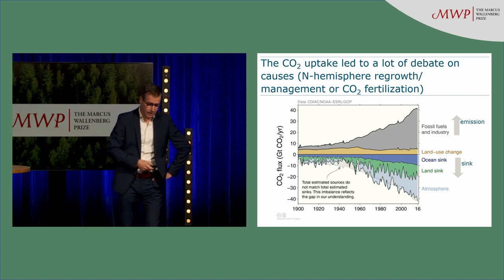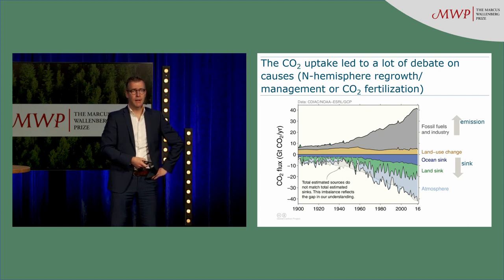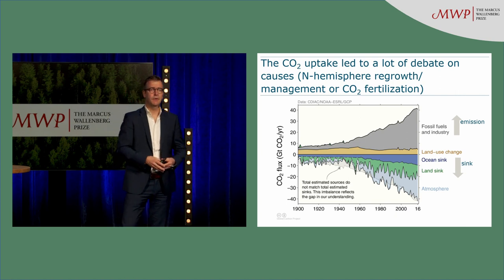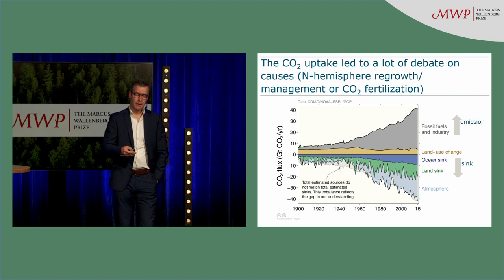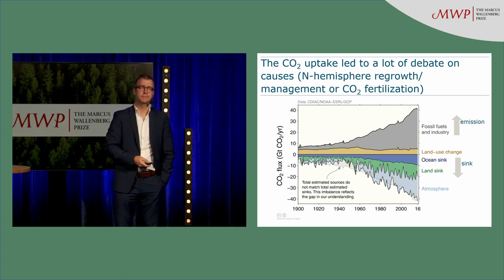Here you see a graph where on the plus side are the emissions from fossil fuels and land use change, and in the minuses is where the carbon is going. The green part is the carbon dioxide that is sequestered on the land. What is characteristic here is that there are big annual fluctuations in how much carbon is actually taken up on the land, determined by the weather circumstances in those years.